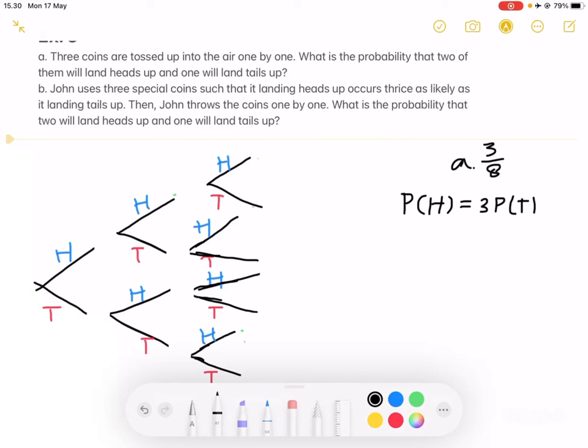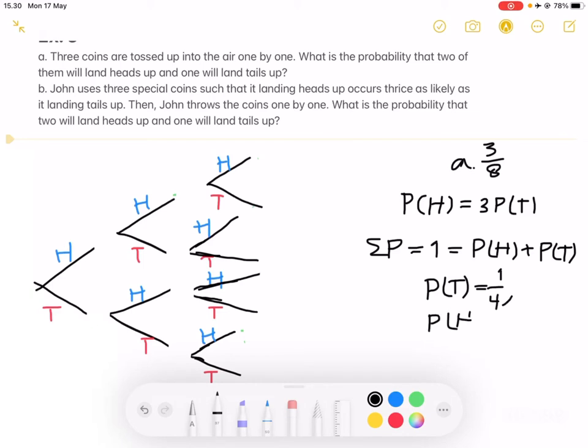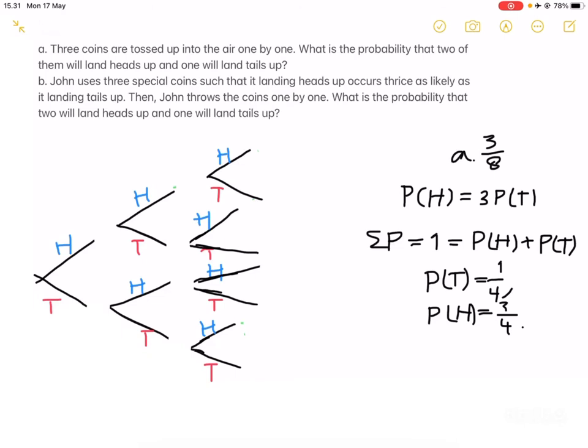So first we can find the probabilities for H and T by knowing that the sum of the probabilities of all events is equal to 1. Now the sum of probabilities of these events will be just P of H plus P of T. We can substitute this identity into our equation to get that P of T, the probability that it shows tails, will be 1/4, and the probability that it shows heads is equal to 3/4. Right, so then we can fill up this tree diagram.